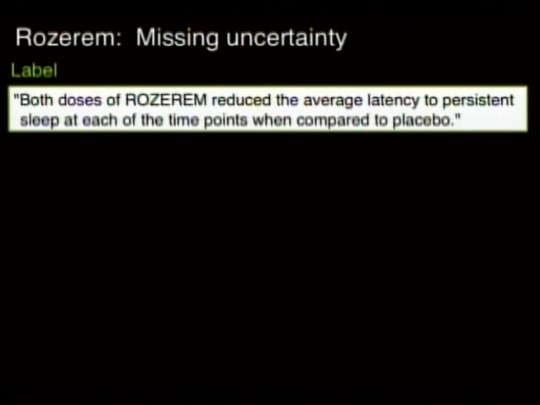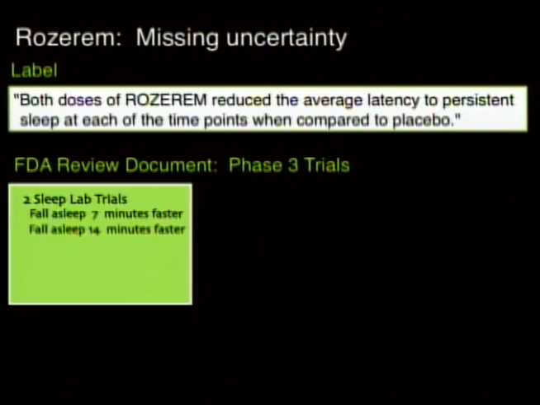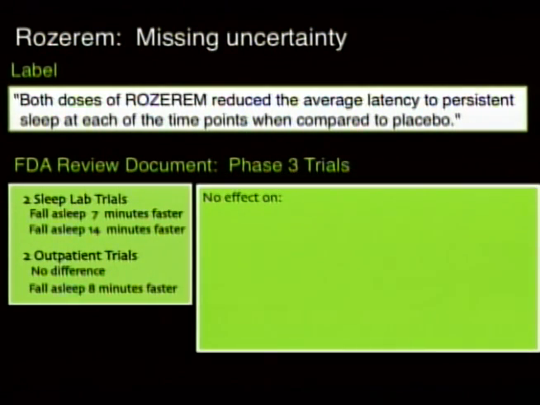So this is what the label said. Both doses of Rosarum reduced the average latency to persistent sleep at each time point when compared to placebo. No uncertainty there. When you look, there were a number of trials. There were 2 sleep lab trials where people fell asleep either 7 minutes or 14 minutes faster. 2 outpatient trials, one where the drug didn't work at all, the second where people fell asleep 8 minutes faster. But they measured a host of secondary outcomes, and it turns out that on all of these outcomes, the drug did not work on any of them.